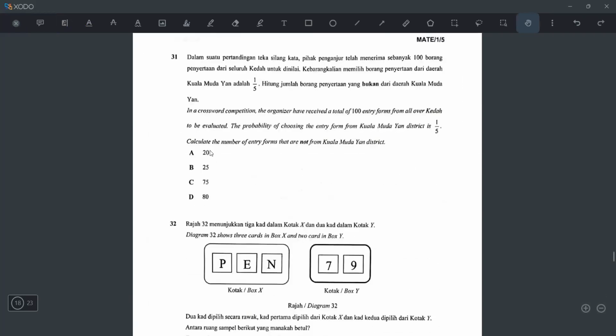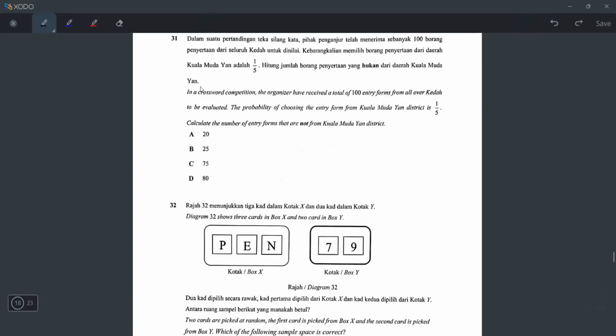Okay, we are almost finished already. Let's go. 31. In a crossword competition, the organizer has received 100 entry forms from all over Kedah. Oh, just by the way, this is the Kedah paper. We are doing Kedah paper. This is like trial Kedah. Okay, so there's 100 forms. The probability of choosing an entry form from Kuala Muda is 1/5. If there's 100 forms and the probability of choosing from Kuala Muda district is 1/5, then how many forms are from Kuala Muda?